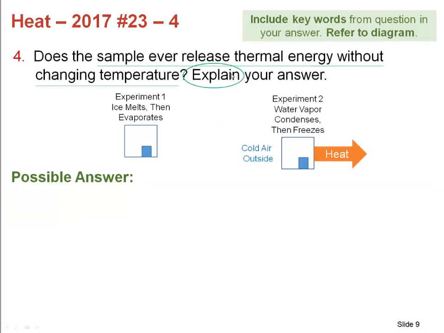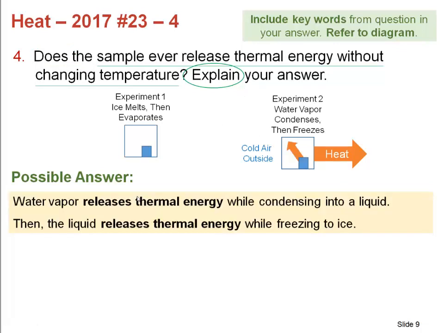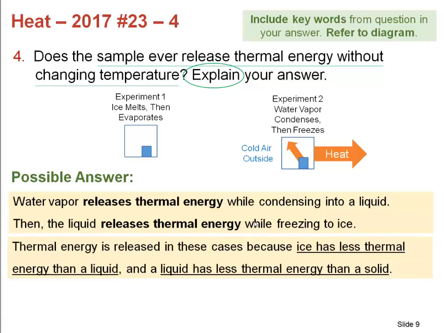Does the sample ever release thermal energy without changing temperature? Anytime you have a phase change of a substance, the temperature does not change. So, water vapor releases thermal energy while condensing into a liquid. And then the liquid releases thermal energy while freezing to ice. So that gives us the answer. Now explain. Thermal energy is released in these cases because ice has less thermal energy than a liquid, and a liquid has less thermal energy than a gas.